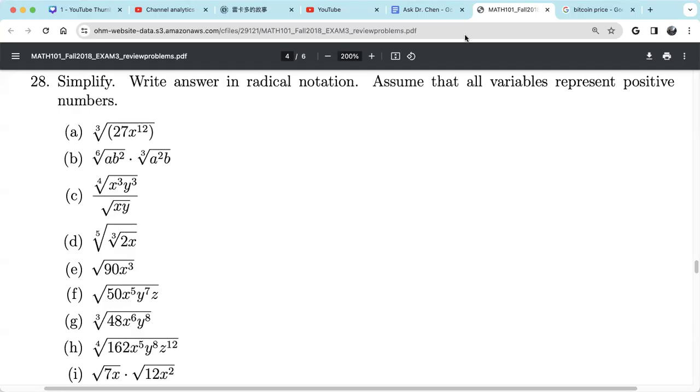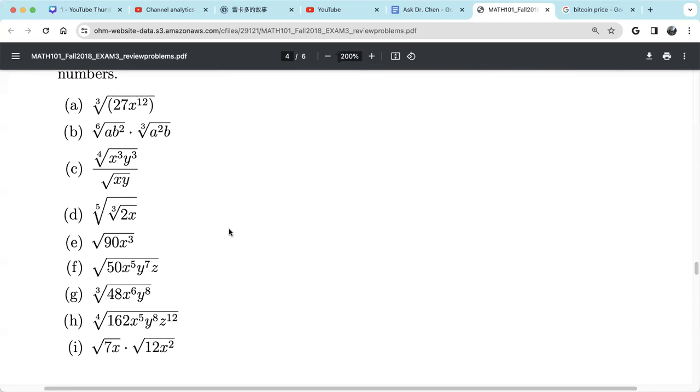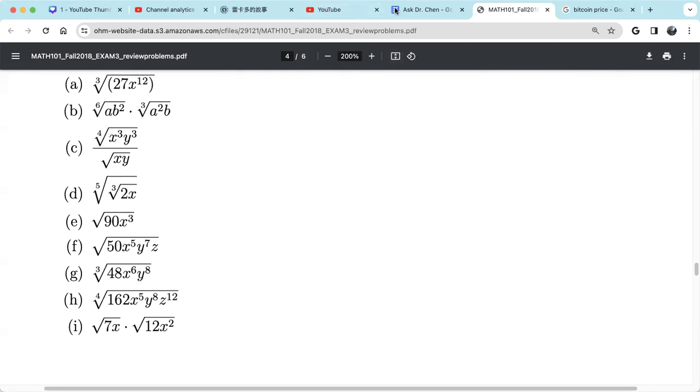Let's see question 28. So we want to simplify those radical expressions and assume all the variables represent the positive numbers. So we don't have to worry about using absolute value sign. Okay, let's see. First one, A, is a cubic root. So the index is a cubic root.